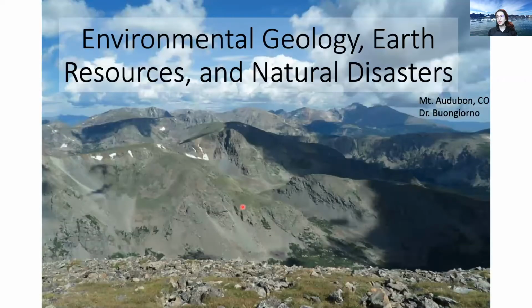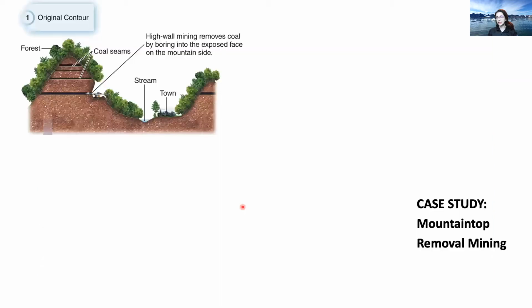Today, we're going to discuss environmental geology, earth resources, and natural disasters. We're going to begin with a case study of mountaintop removal. This is a form of mining, and you probably have seen evidence of this mountaintop removal here in this part of the country. So what it starts off as is this.